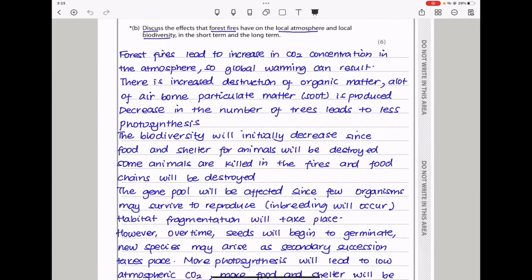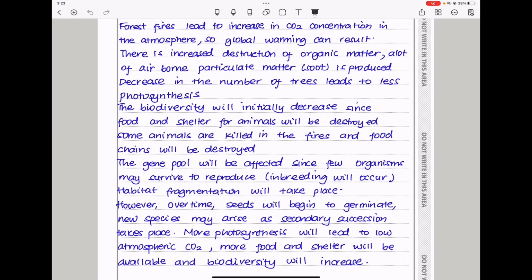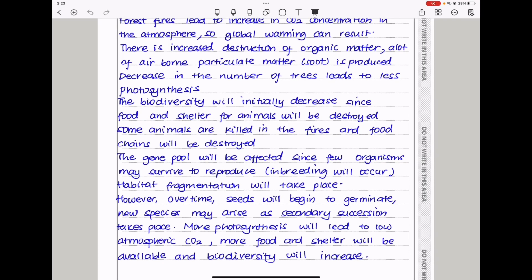There will be a decrease in the number of trees, which will lead to less photosynthesis. The biodiversity will initially decrease. This means in the short run, there will be less food, shelter for animals will be destroyed, some animals are going to be killed in the fires, and the food chain is going to be affected or completely destroyed. Also, the gene pool will be affected since fewer organisms may survive to reproduce. This means a lot of inbreeding is going to occur. Also, habitat fragmentation will take place. That is for the short term.